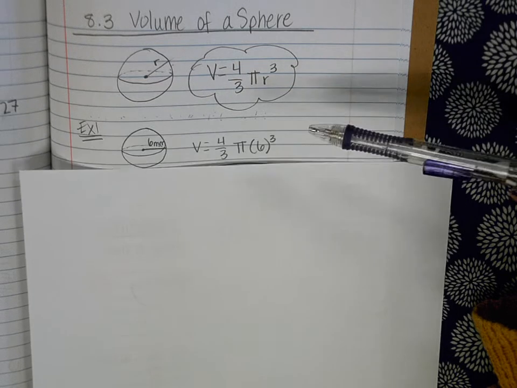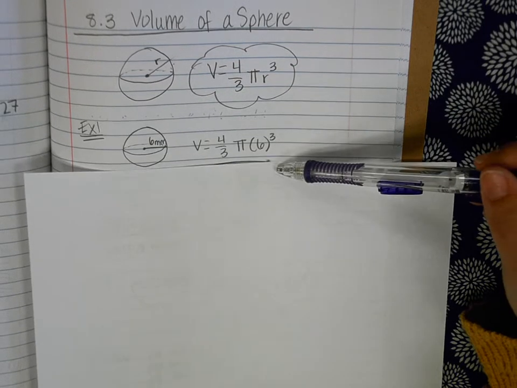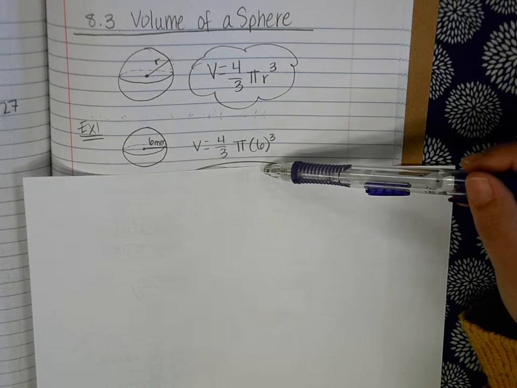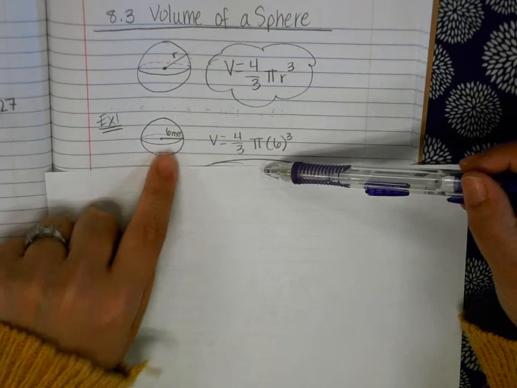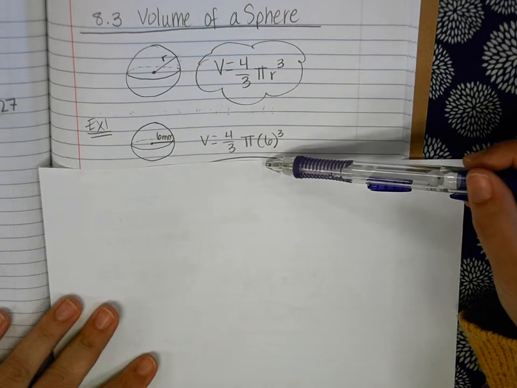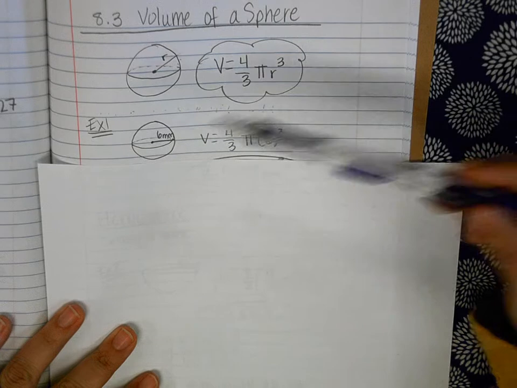So here's an example. We have a sphere with a radius of 6 millimeters. So this would be pretty small, maybe like a gumball or something, right?